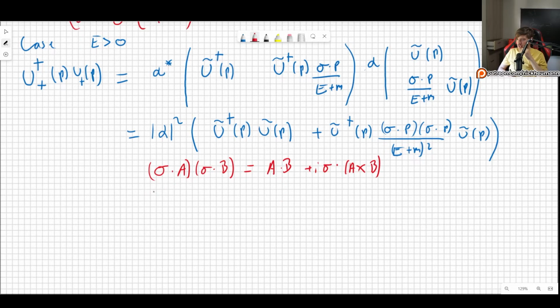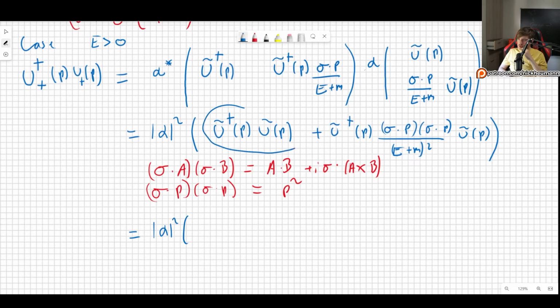Using this, for sigma dot p, we get that sigma dot p squared is equal to p squared plus I sigma dot p cross p. Of course, p and p are the same, so the cross product will be 0. So we end up with simply p squared. All right, so plugging it in, we have alpha squared, and then this thing right there.